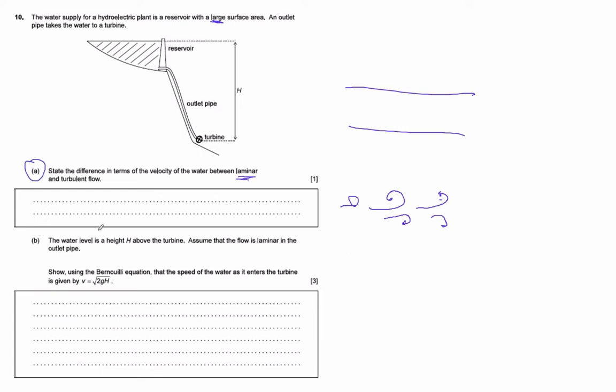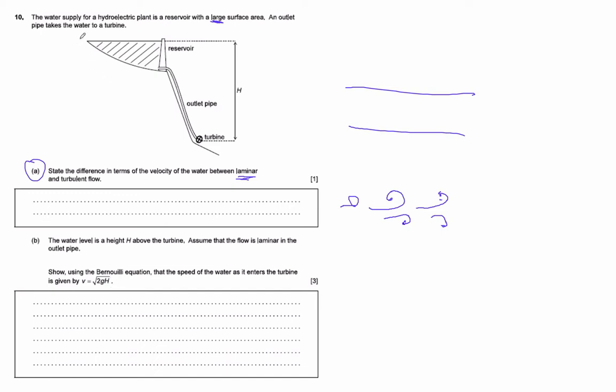Then it says the water level is at a height h above the turbine, right? Assume that the flow is laminar in the outlet pipe. Show using the Bernoulli equation that the speed of the water as it enters the turbine is given by this, which is basically Torricelli's theorem, right?